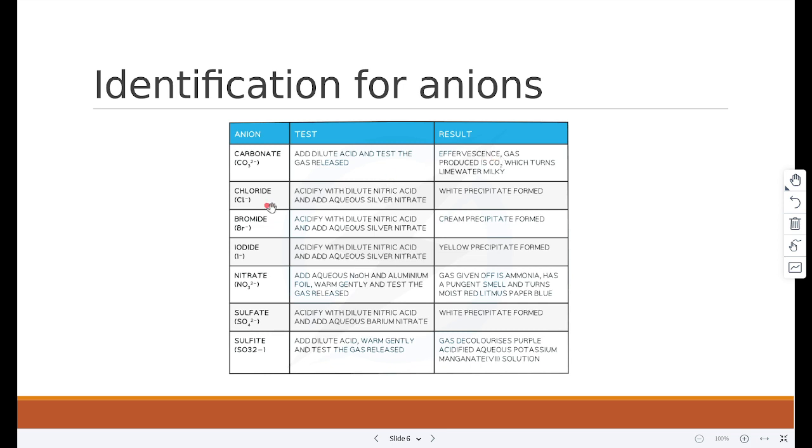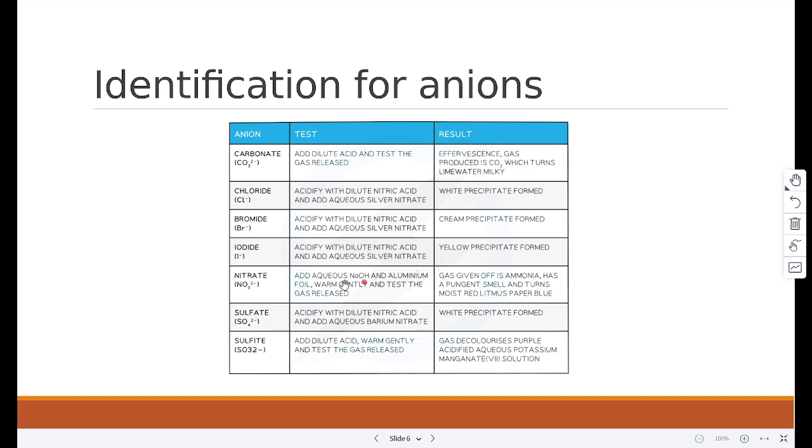Then we have chloride. We can test chloride by acidifying with dilute nitric acid and adding aqueous silver nitrate. A white precipitate will form. Bromide, we will do the same, acidifying it with dilute nitric acid and adding silver nitrate, and a cream precipitate is going to form. For iodide, it is also the same process and a yellow precipitate is going to form.